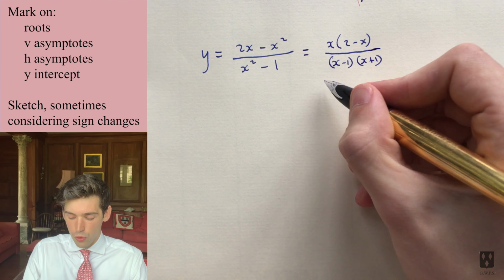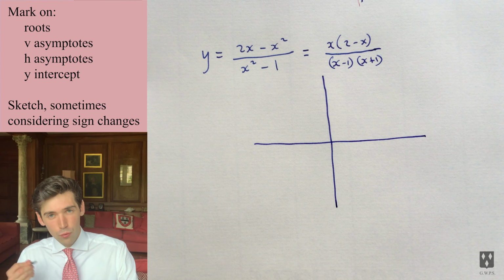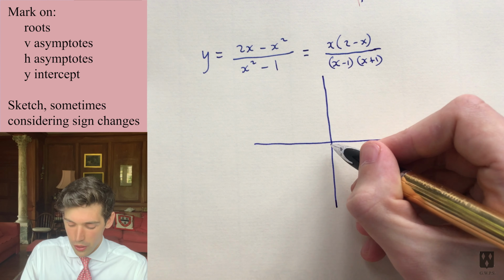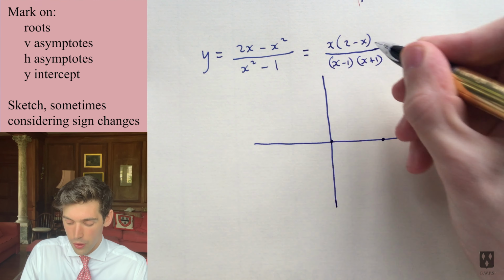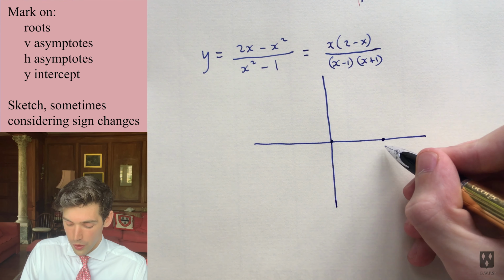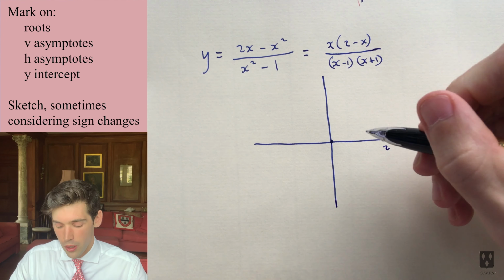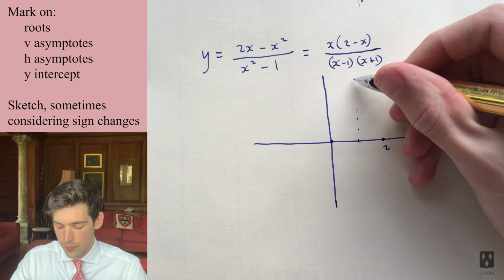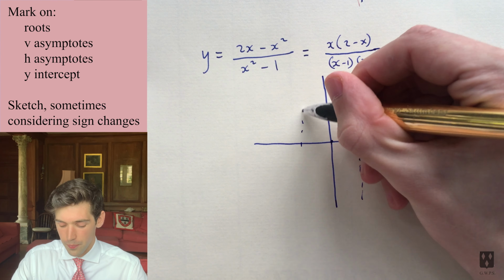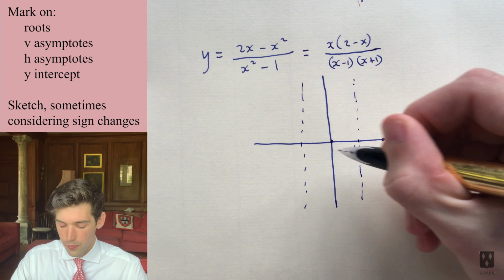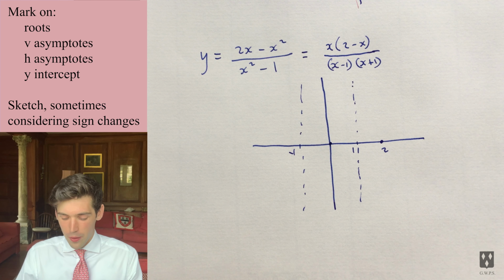So we can now just draw our axes and then mark on the key points. So we've got 0 and 2 from the roots. And now you've got 1 and minus 1, which are going to be the asymptotes. And then don't forget one more thing, large x behavior.